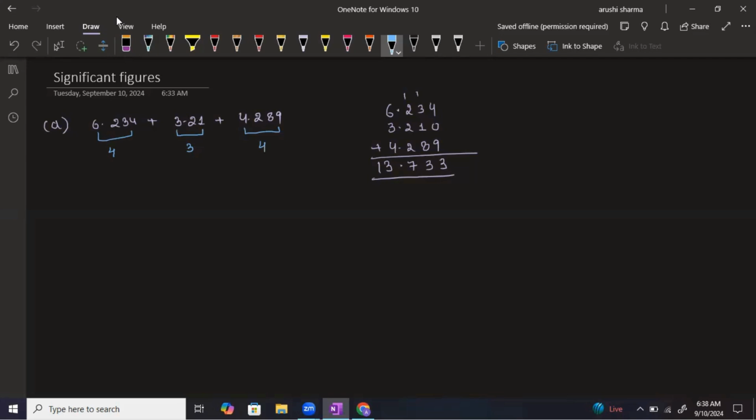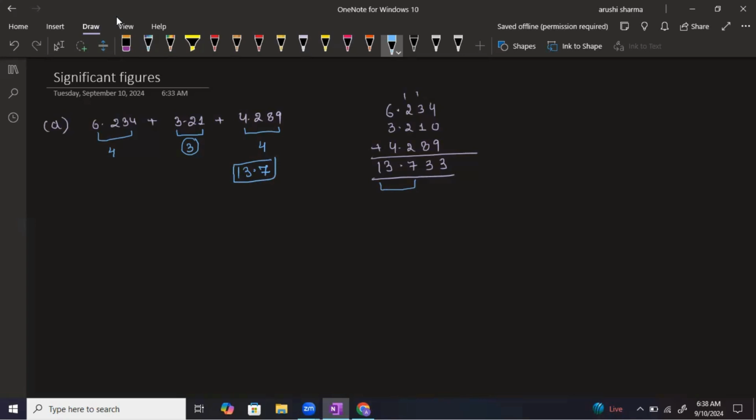So you have to always work for the smallest number of significant figures. So here you will see that 3 is the smallest, 3.21. So from here, 13.7 could be my answer, right? Because it will be completing 3 significant figures over here. So if nothing is mentioned, Shreya, about how many significant figures you need to take, always remember you have to choose only the smallest number.